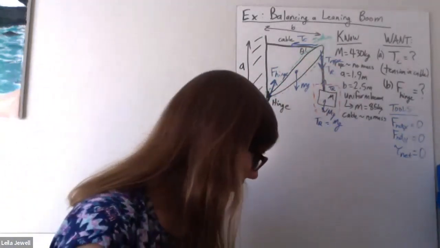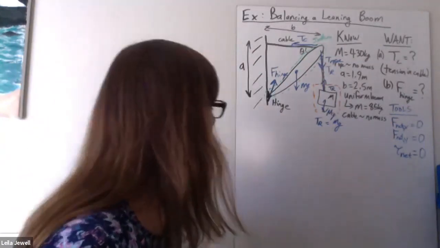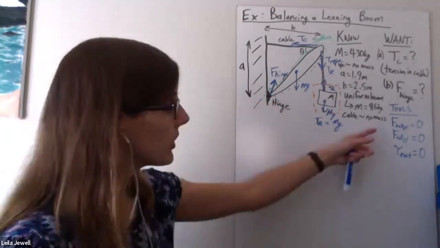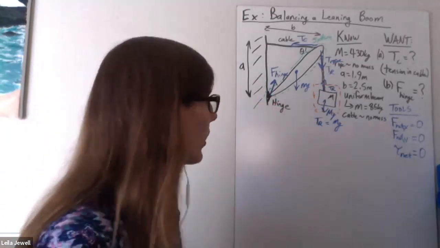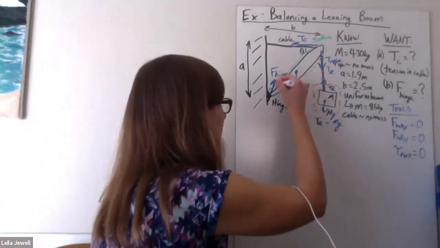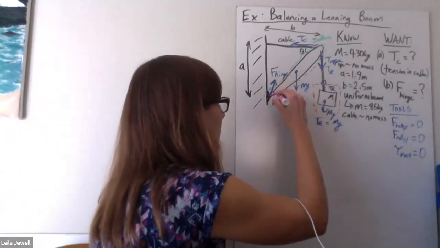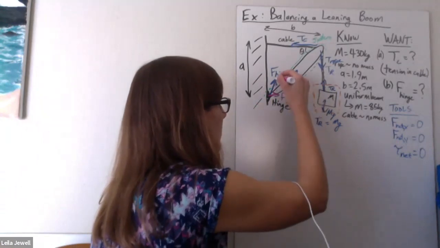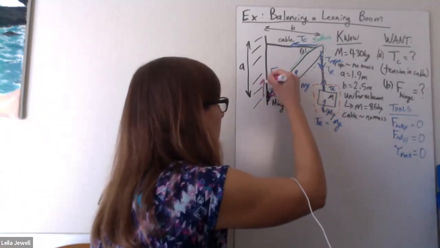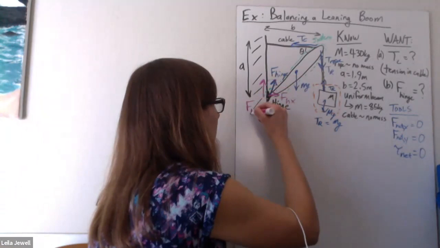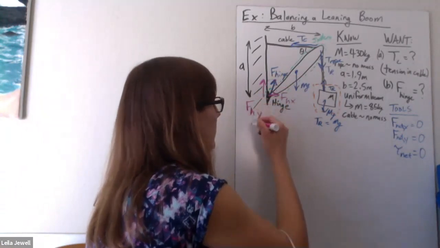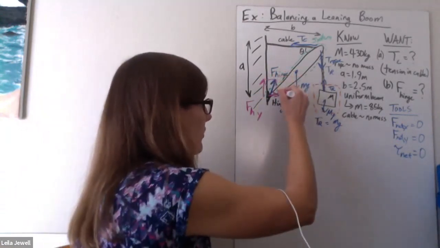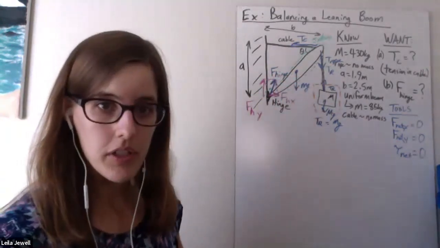And with F hinge in particular, I want to break it down because right now it's pointed at a random angle, and that's hard to work with in our tools of F net X, F net Y. So I'm going to break it down into an F hinge X and another F hinge Y, just to make it a little easier on myself for using Newton's second law.